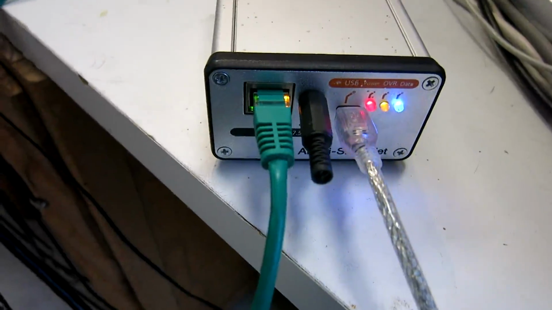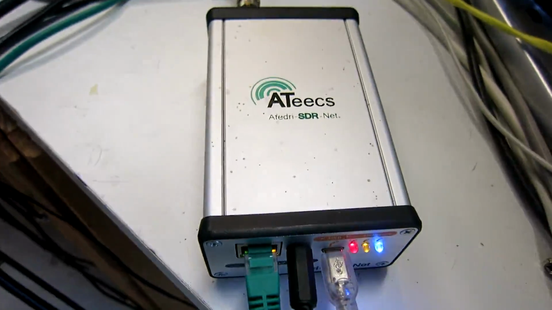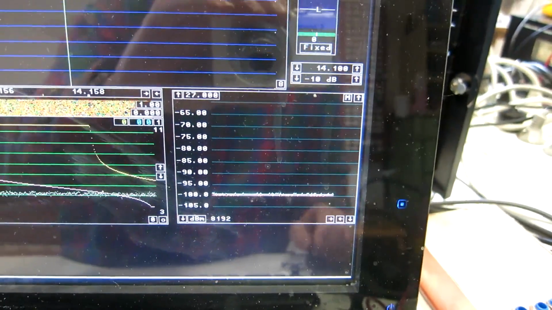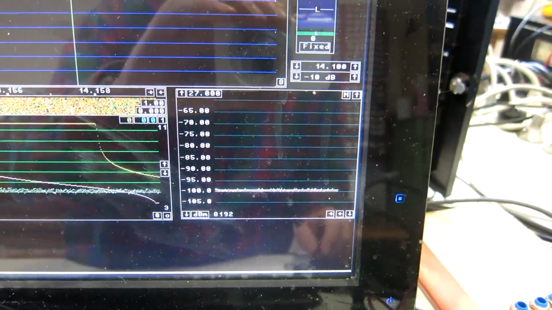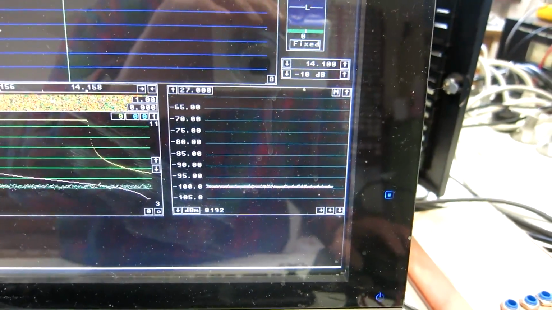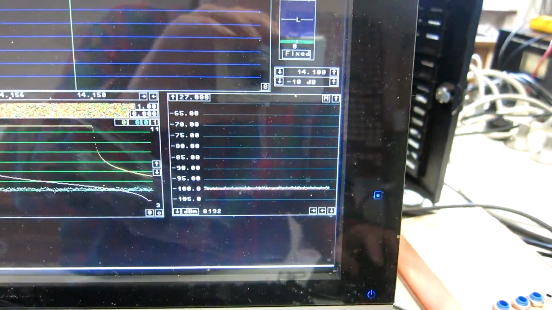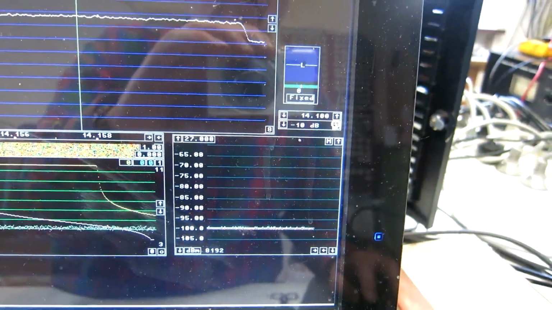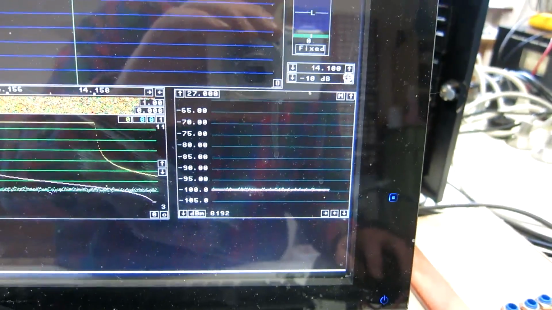This video is about the 2-channel Afedri. First I will look at the noise floor and sensitivity. I have set minimum gain and now I step it up in the steps available here in Linrad.